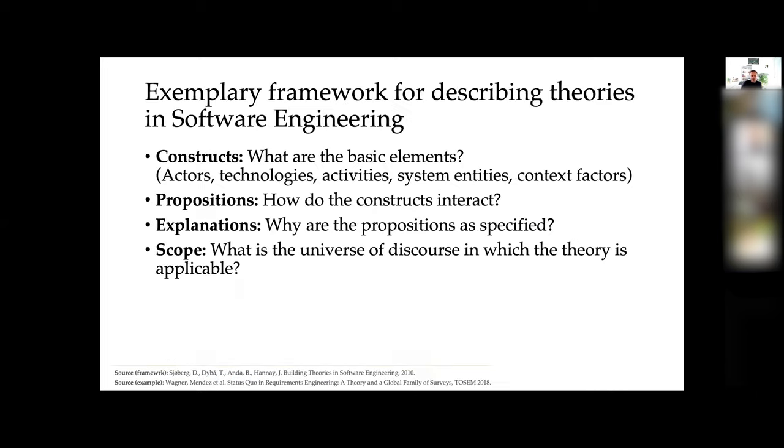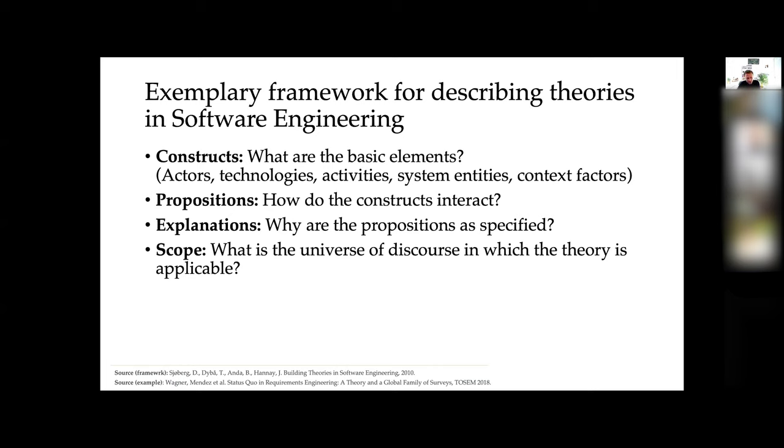Now, let's talk about theories for software engineering. If you want to describe a theory for software engineering, there are multiple ways of doing so. One framework for describing these theories is provided by Sjøberg, who essentially distinguishes four different entities of such a theory. The first two are the ones that you use to describe the theory, and the third and the fourth make the theory actually usable. Let me explain. And I will show you an example in a second.